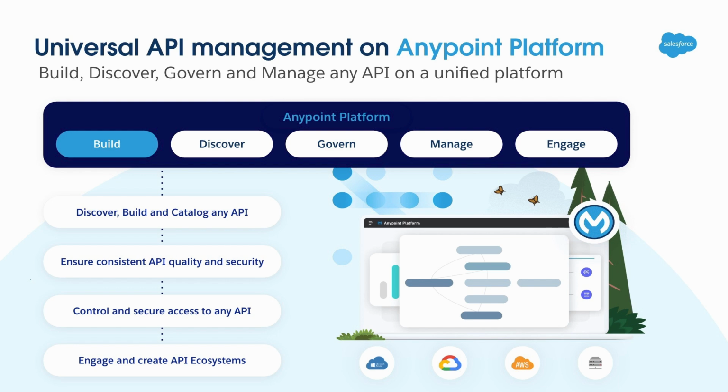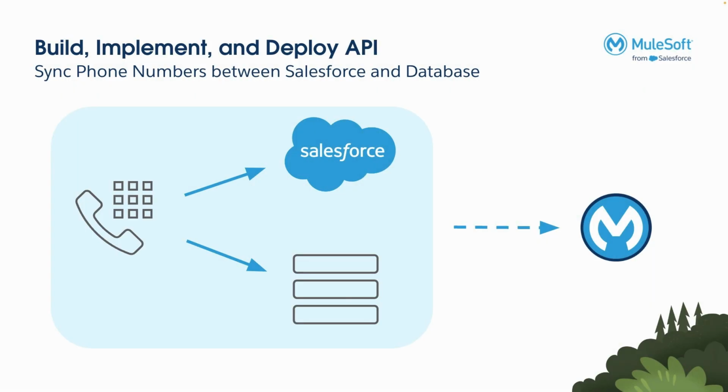In this video, we'll see how developers can build and implement APIs within Anypoint Platform. We'll create and implement an API specification that syncs phone numbers between Salesforce and SQL database using Anypoint Code Builder.